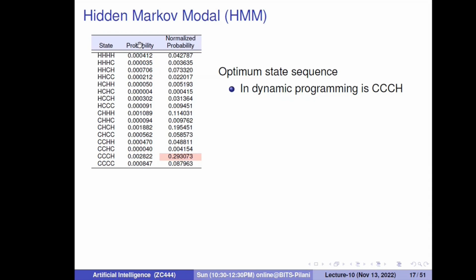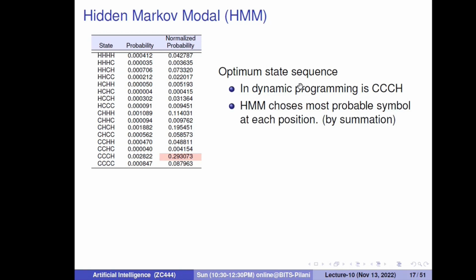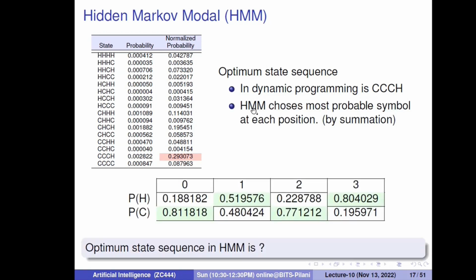After normalization, the probability actually increases. So this is the highest value, 0.9. Out of all these things, you see that the highest value is this. So most probably it was a cold day, then cold day, then cold day, then hot day. Dynamic programming says that this is cold, cold, cold, hot. However, the hidden Markov model says that on every day you find out what is going to happen.